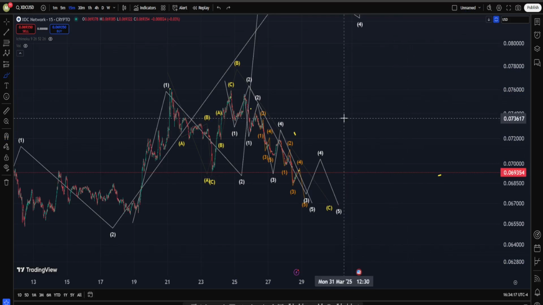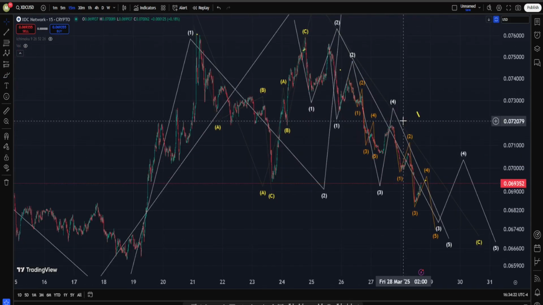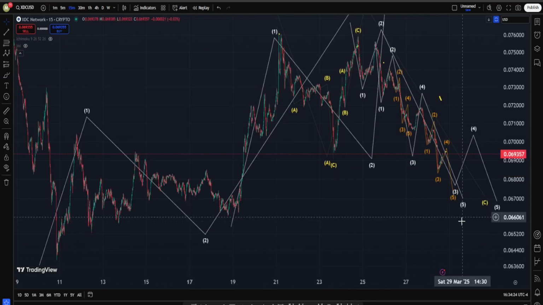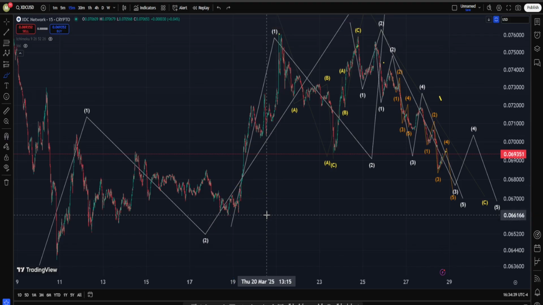But for now, let's not talk about that kind of scenarios. Let's take everything step by step and see what is happening, and let's hope that in this last leg down we are not going to take this low about, let's say, 6.6 cents, because that is definitely not going to be an optimistic sign for us.